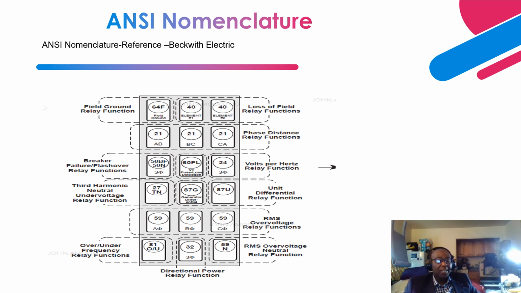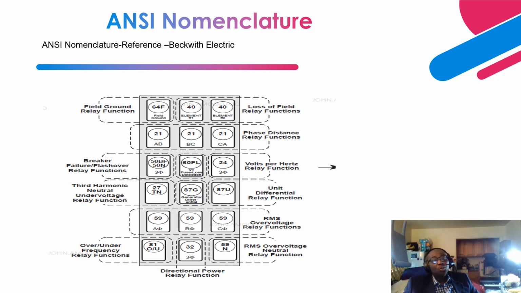Next is 59. 59 means an overvoltage relay. You can utilize 59 for each phase that you protect. Next is over and under frequency. These are frequency elements that protect the turbine side of the turbine generator. 81O is over frequency protection, and 81U is under frequency.